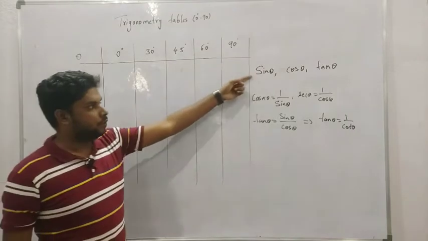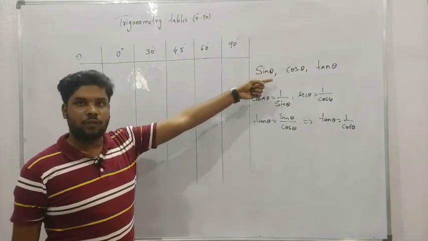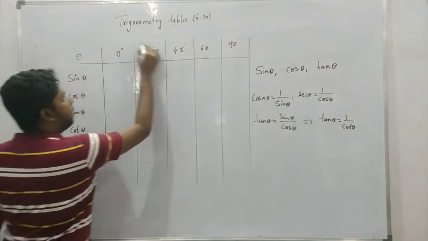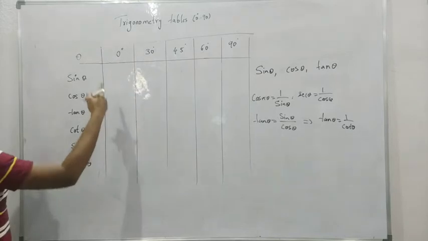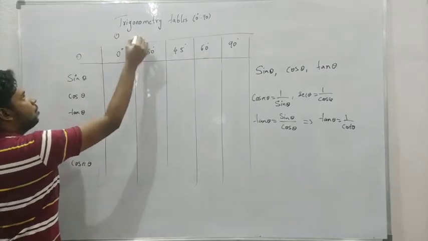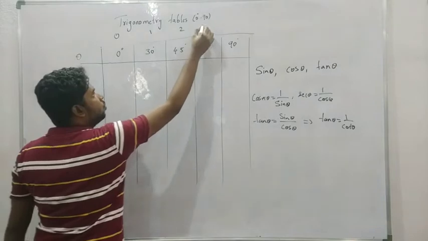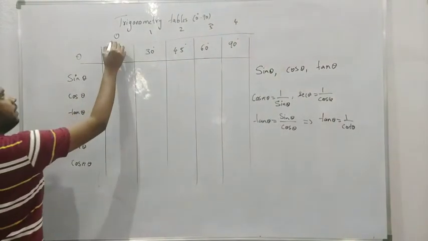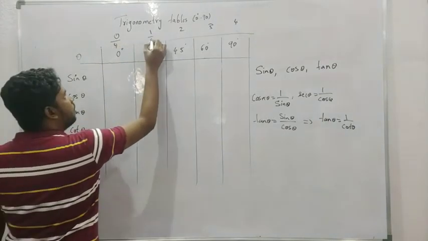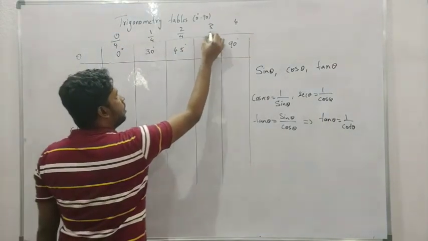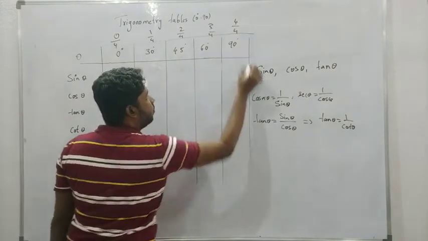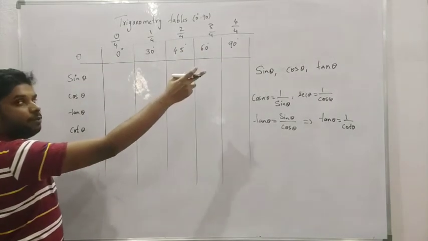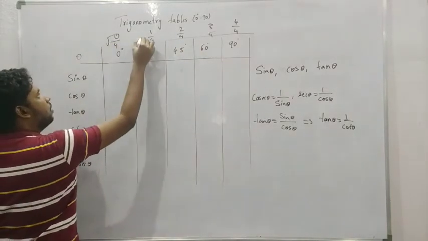The reciprocal of sin theta is cosec theta and the reciprocal of cos theta is sec theta. Before that, I will write the whole numbers, starting from 0, 1, 2, 3, 4. To all of them I will divide by 4. First I have written 0, 1, 2, 3, 4 and divided all by 4. Now I will put a root over all of them.